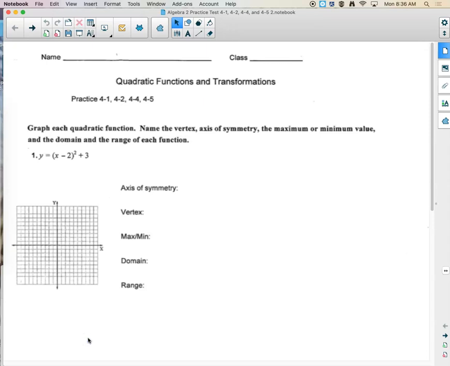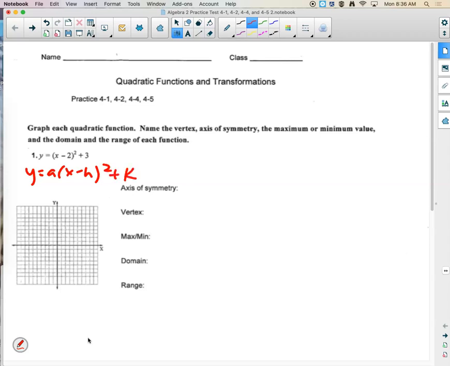I know it seems like forever ago, but we actually started off with graphing parabolas. So we've got to remember how to do all that. Graph each quadratic function. Name the vertex, axis of symmetry, the maximum or minimum value, and the domain and the range of each function. So I look at this formula, y equals the quantity x minus 2 squared plus 3, and hopefully we realize that that's vertex form.